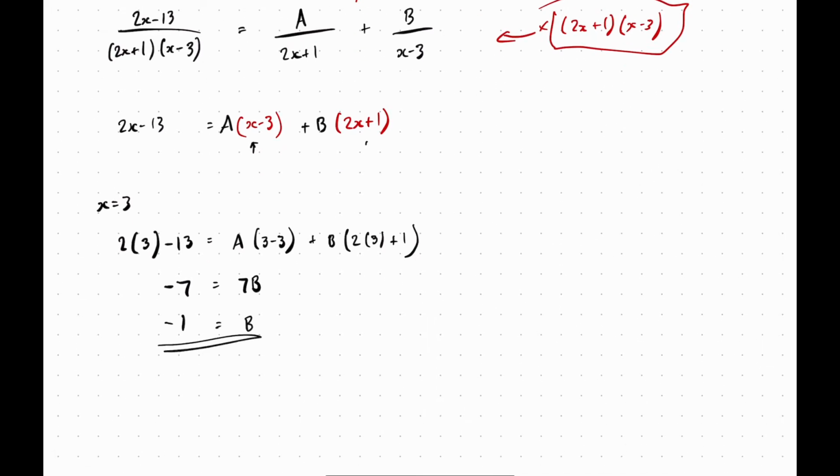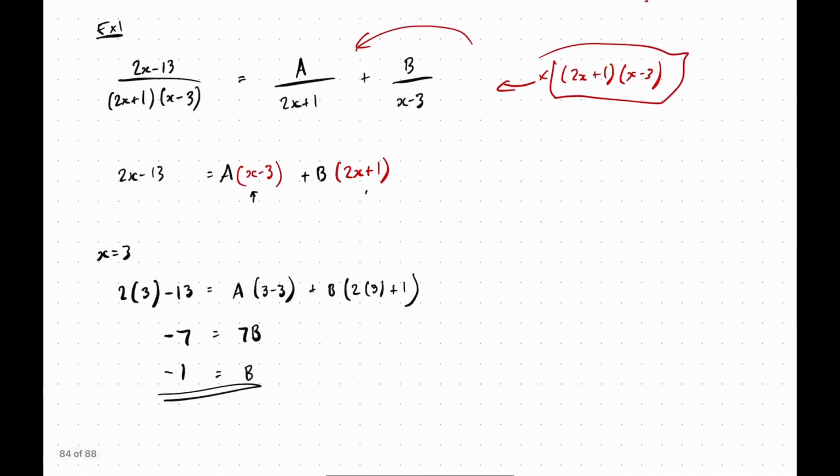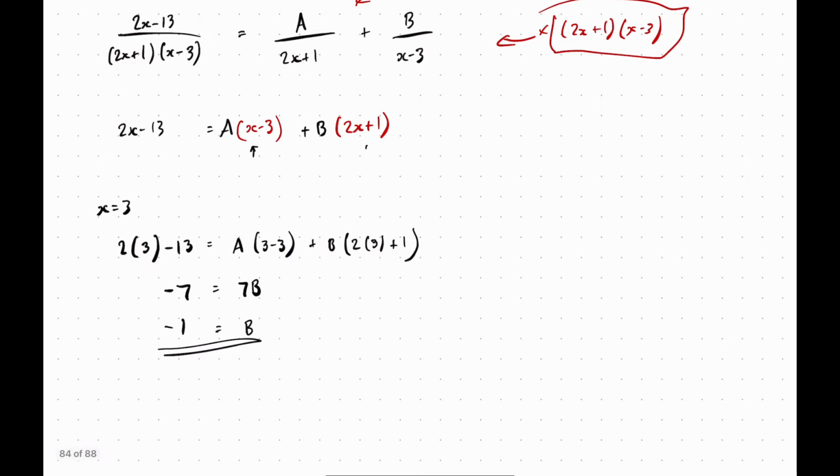Cool. So we've got one of our letters now. We've got B is equal to minus 1. Now we need to think of how we can get our A term. So what can we substitute in to get rid of our B? What are we going to substitute into there so that the B term disappears?